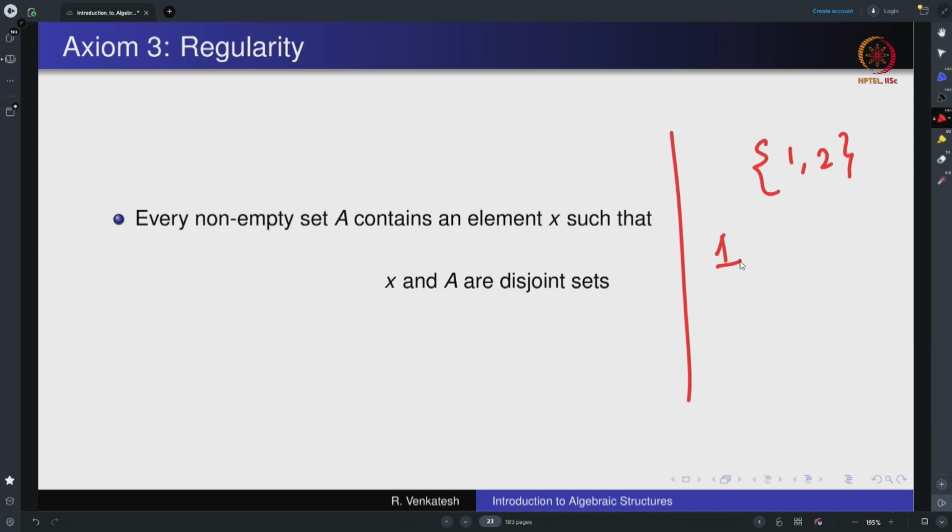So, we expect them to be disjoint. What is the meaning of disjoint? Disjoint means there are no common elements between those two sets. That is again something we add in the axiom. Every non-empty set A contains an element x such that x and A are disjoint sets. This is very important, and we will see later that it will be used.